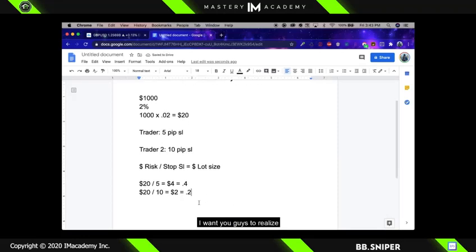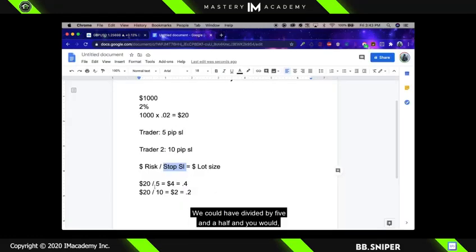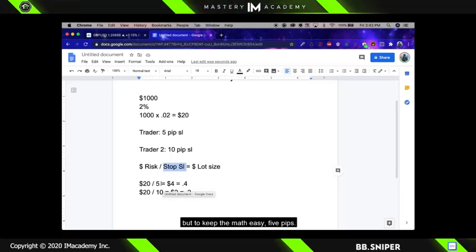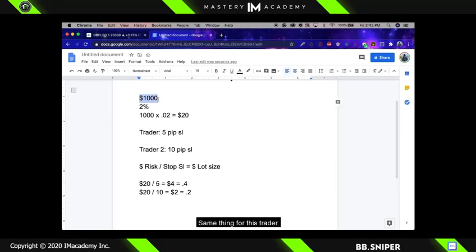Now, first of all, I want you guys to realize how our stop loss that we determined before on GU, like we said, it was like 5.5. I did it 5 to make the math easy. We could have divided by 5.5 and you would have got your actual lot size. But to keep the math easy, 5 pips. $20 risk divided by our stop loss determines our lot size. Our account balance did not determine the lot size. Same thing for this trader. Granted, his lot size is a little bit smaller because he's trading with a bigger stop.